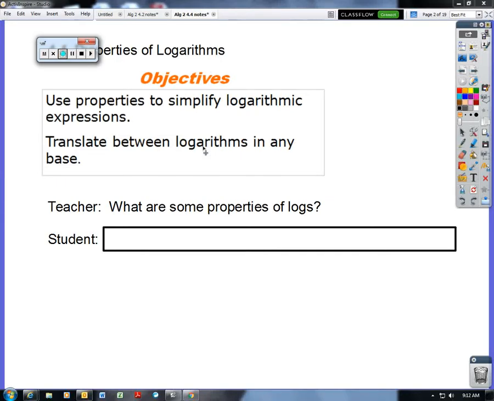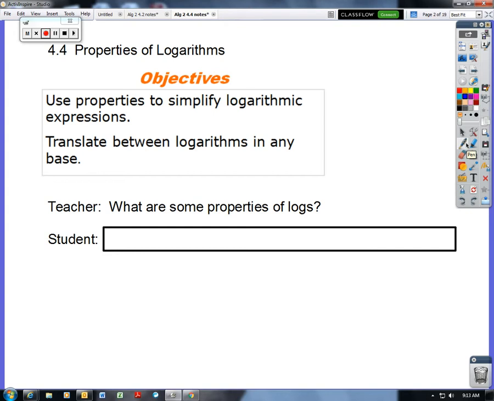Okay, this is Algebra 2 4.4, Properties of Logs. So just like exponentials have properties, logarithms do too. And logarithms don't have quite as many properties as exponentials either.